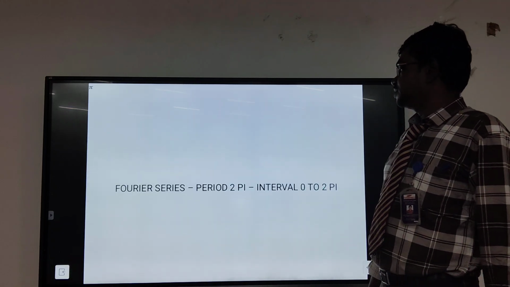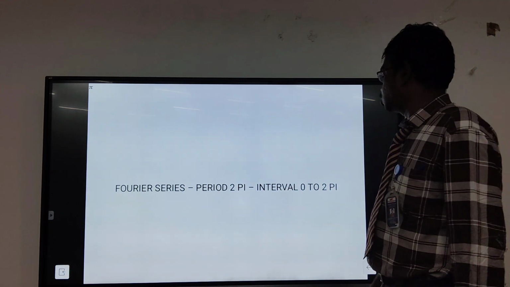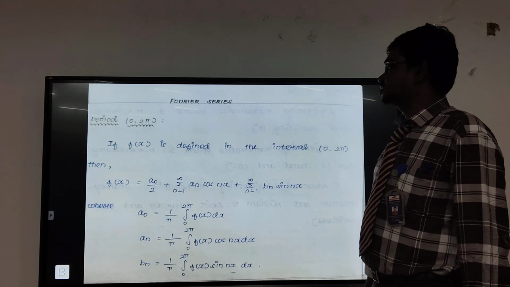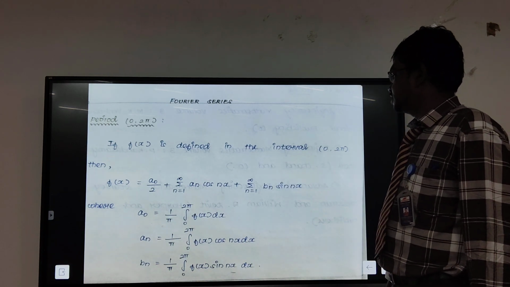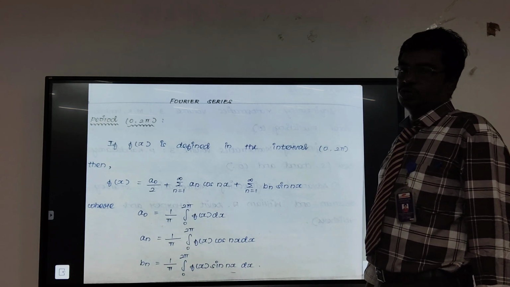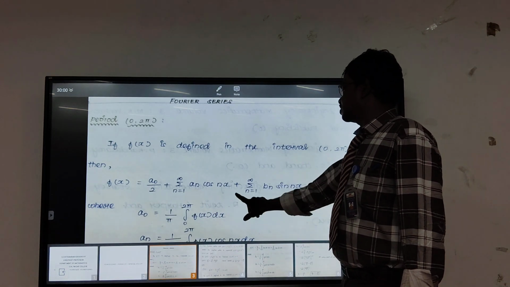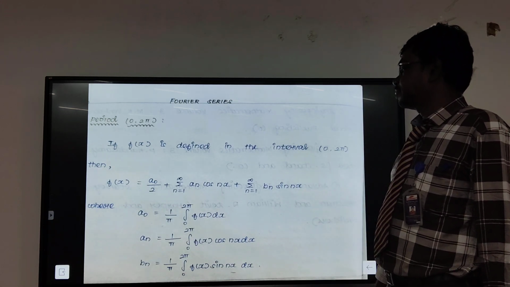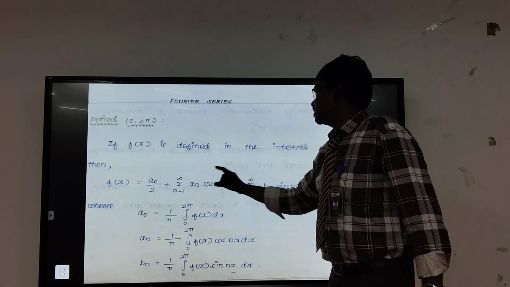In Fourier Series, we discuss the period 2 pi. I will take the interval 0 to 2 pi. So this is the formula. If f of x, that is the function of x, is defined in the interval 0 to 2 pi, then f of x equals a0 by 2 plus summation n equal to 1 to infinity an cos nx plus summation n equal to 1 to infinity bn sin nx, where the Fourier coefficients are a0, an and bn.